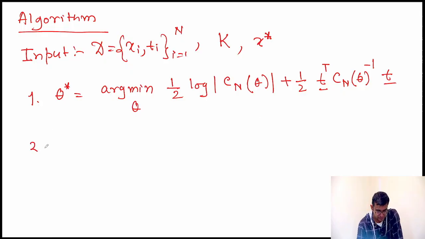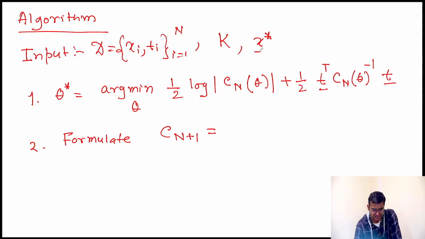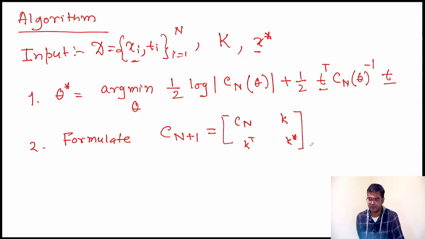Then formulate Cn plus 1, and you can do that because x star and x are both known to you, and theta is now known to you. So Cn plus 1 is not a challenge any longer, which is basically Cn, k, k transpose, k star. And then from there you will find out mu, which is the predictive mean. So mu of Tn plus 1 given T1 to n.